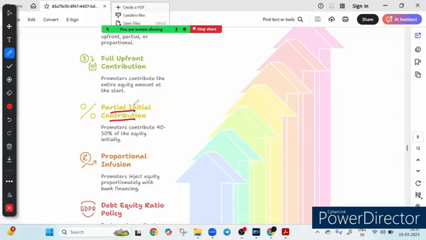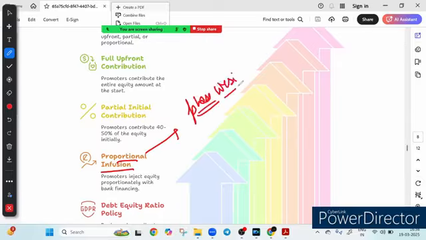So basically in the case of full upfront contribution, the promoter contributes the entire equity amount at the start. And if it is a partial initial contribution, the promoter contributes 40 to 50% of the equity initially upfront, with the balance infused as the project progresses. And if it is a proportional infusion, it is a balanced approach where the promoter injects equity in phases. So this is called phase-wise injection of equity.